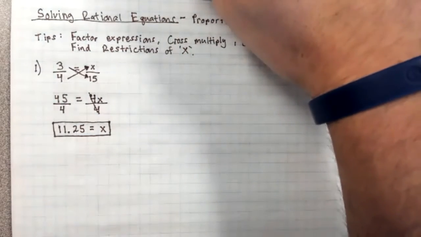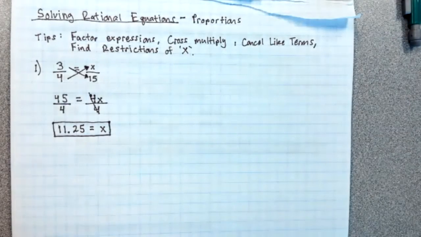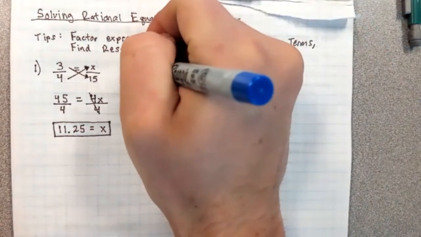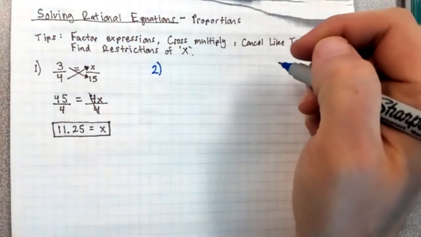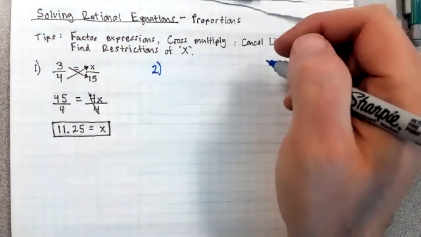Good stuff. Hey, y'all have any questions so far at all? Feel pretty good about this, huh? Cross multiply. That's going to be the key to solving these. So let's move on to another example. Number 2. We'll make this one just a little bit more challenging.